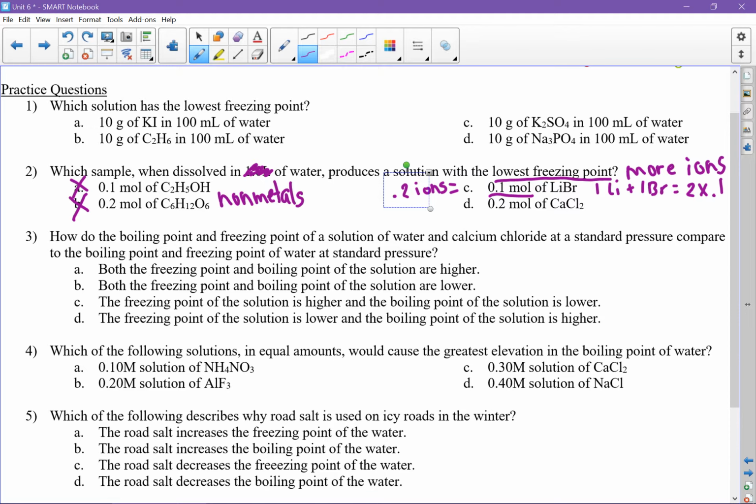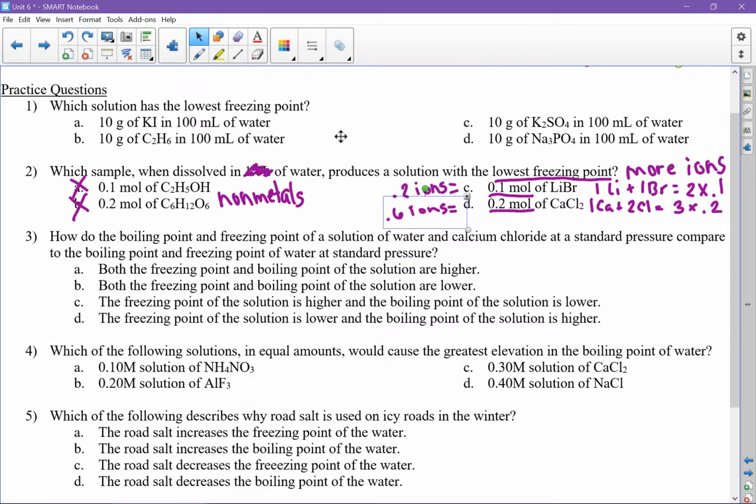If I count the ions in letter D, I have 1 calcium ion, and then there are 2 chlorine ions. Altogether, that gives me 3. But then we need to multiply by the moles of that as well, times 0.2. So again, I ran out of room. If I multiply there, I get 0.6 moles of ions. You want to have more ions. Choice D is bigger, so that will have the biggest effect on the freezing point.